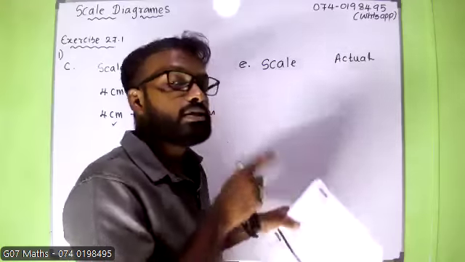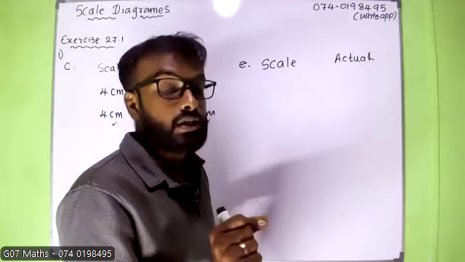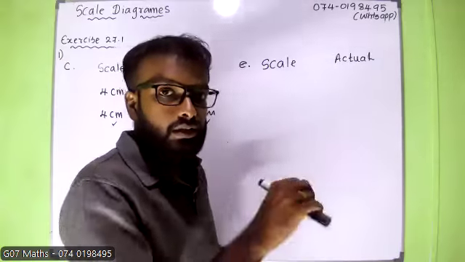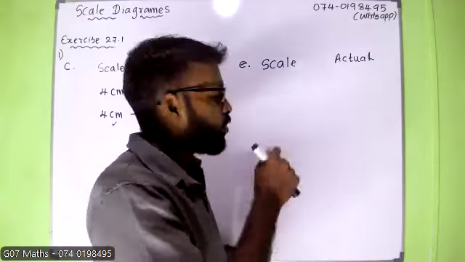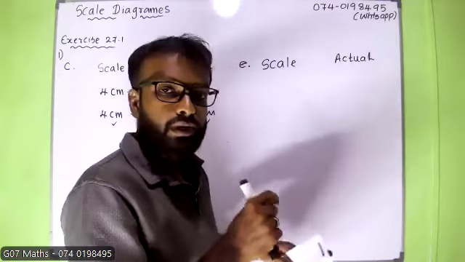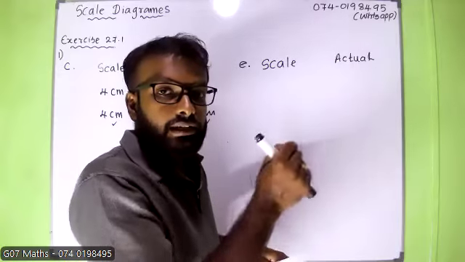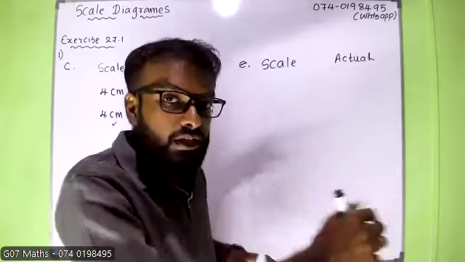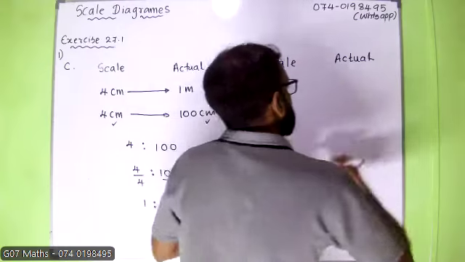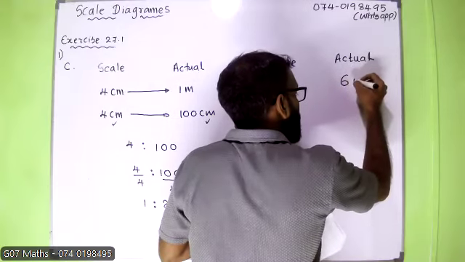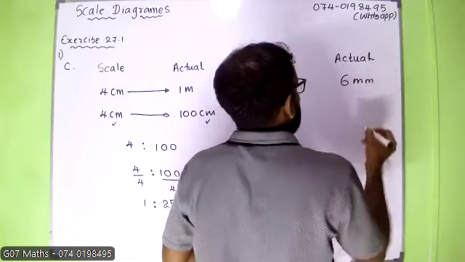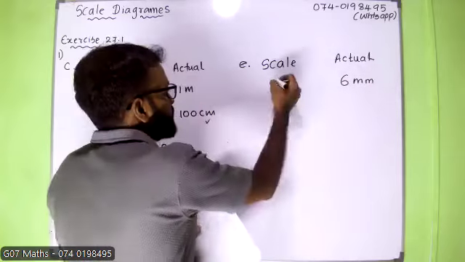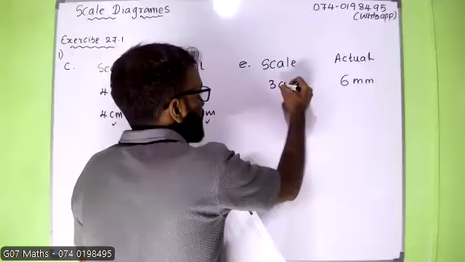Representing 6 millimeters. You are going to represent 6 millimeters by using 3 centimeters. 3 centimeters can be drawn and also 6 millimeters can be drawn, but it is a macro thing. You are going to represent 6 millimeters, that means the actual length. 6 millimeters is the actual length that you are going to represent. So what is the scale length? By using 3 centimeters, the scale length is 3 centimeters.